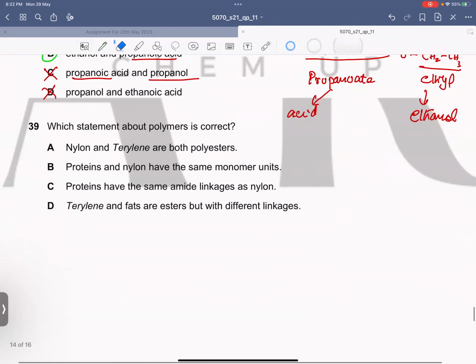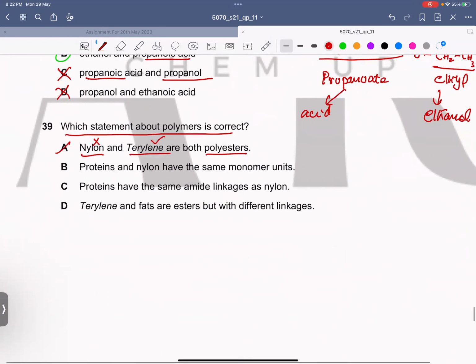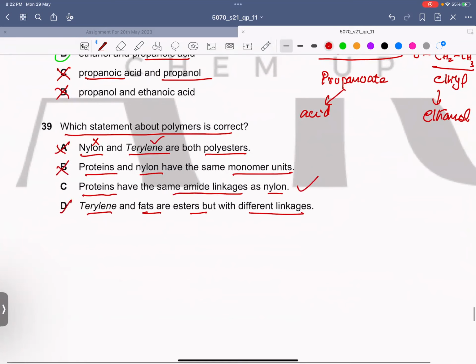Question number 39. Which statement about polymers is correct? Nylon and terylene both are polyesters. Terylene is a polyester, nylon is a polyamide. So A is wrong. Proteins and nylon have the same monomer units. No, proteins have amino acids and nylon has a diamine and a dicarboxylic acid. Proteins have the same amide linkage as nylon. Yes, that is correct, both have amide linkage. Terylene and fats are esters but with different linkages. No, if they are esters, they must have the same linkages. So your correct answer would be C in this case. Clear?